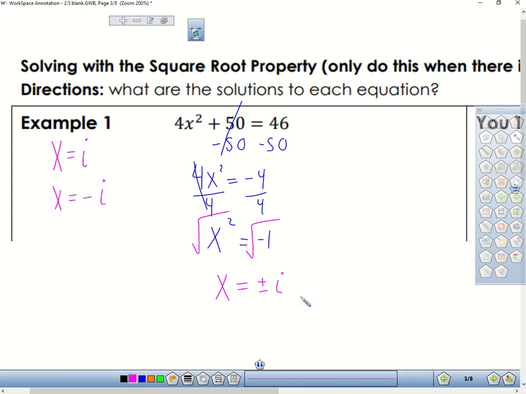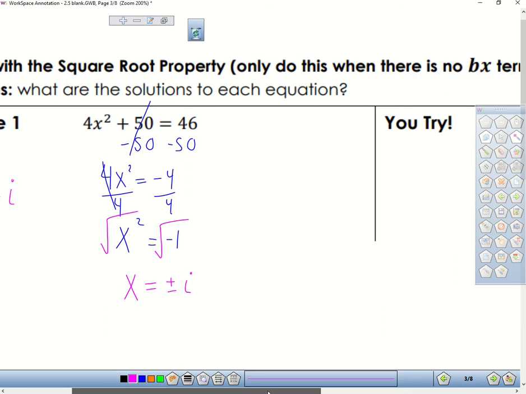Just to quickly refresh in case you've forgotten, the square root of negative 1 is i. Anytime you take the square root of a negative number, it's always going to be whatever that square root is times i. So those are your two solutions. Does anybody have any questions? All right, let's try the next one.